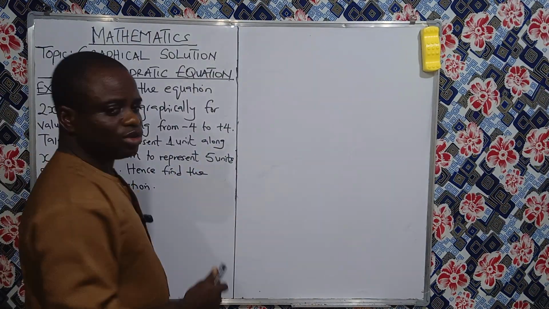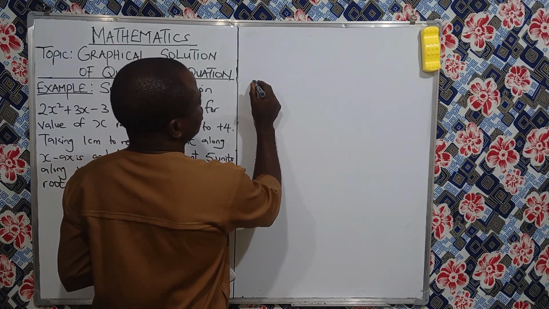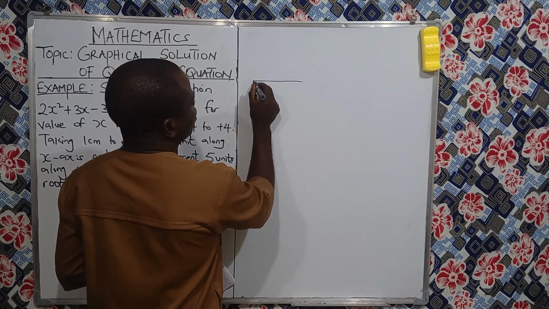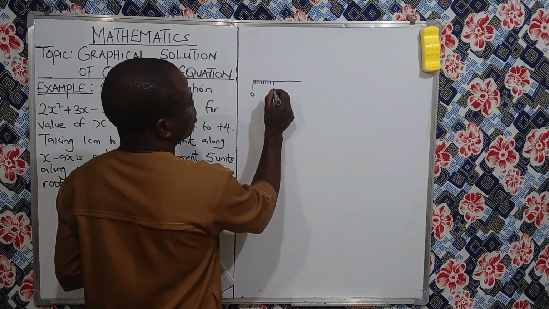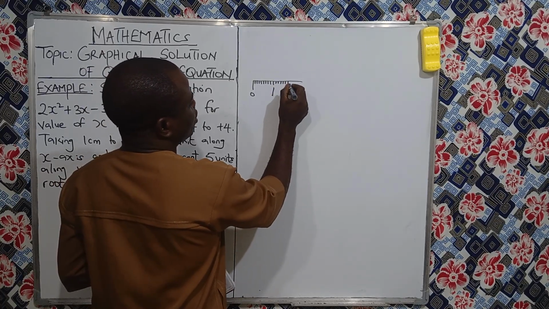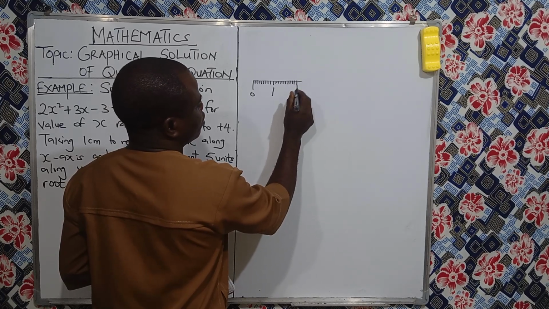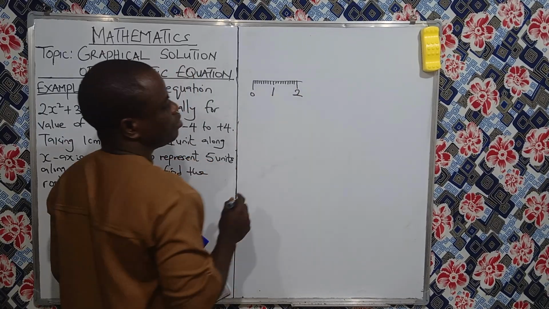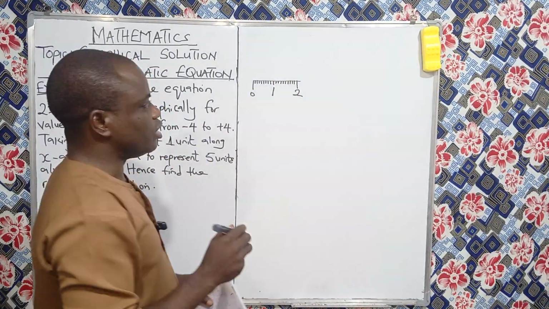And I told us that on our ruler, when you're considering 1 centimeter, you have 0 here, 1, 2, 3, 4, 5, 6, 7, 8, 9, 10. Before you get to 1, you count 1, 2, 3, 4, 5, 6, 7, 8, 9, 10. That is 2 centimeters on the ruler to represent 1 unit.